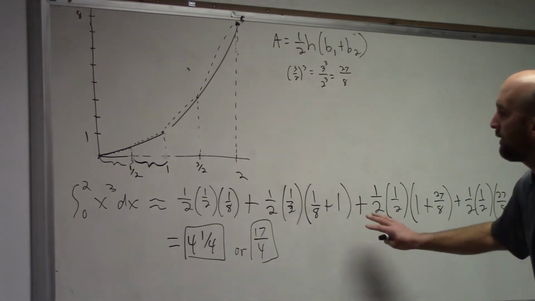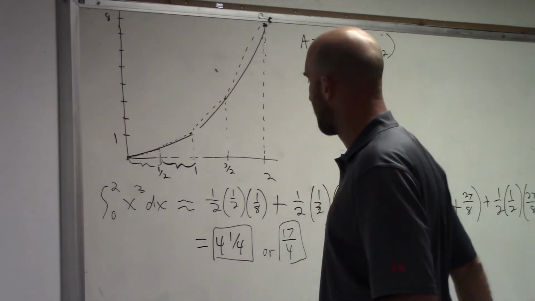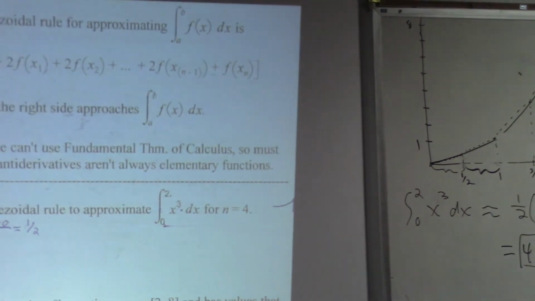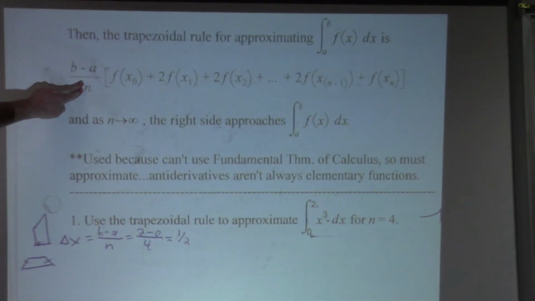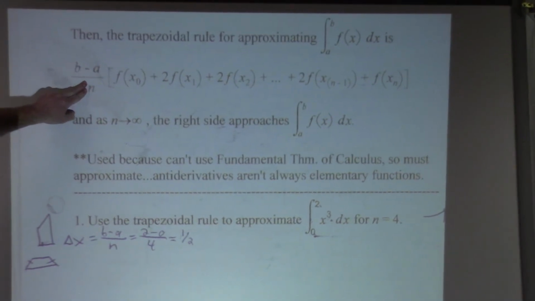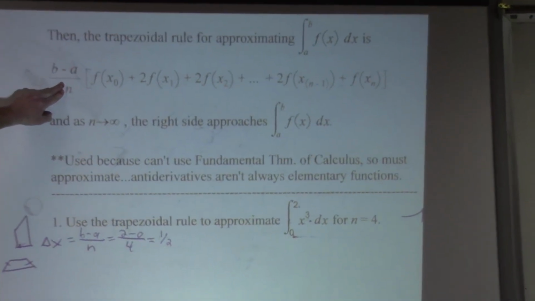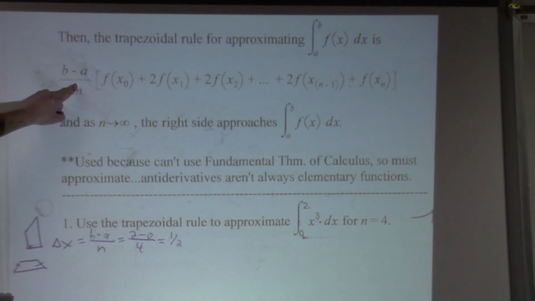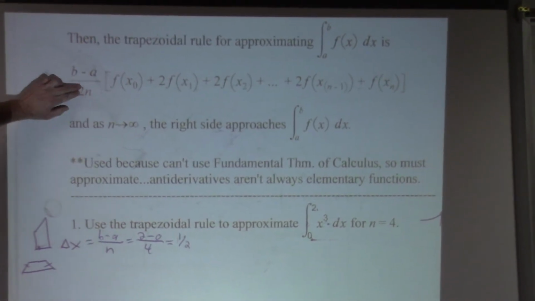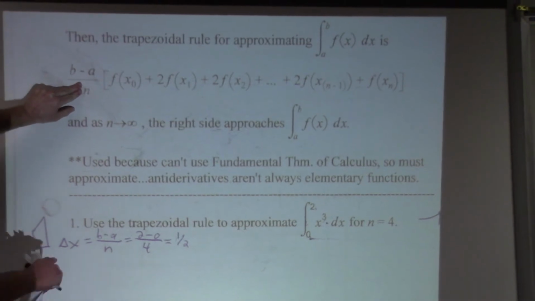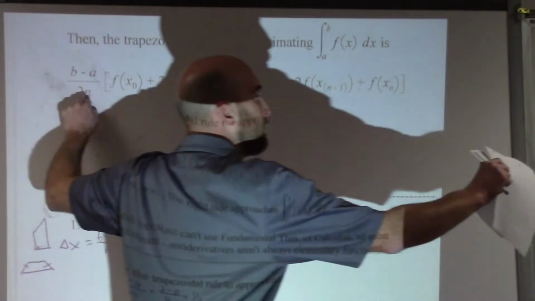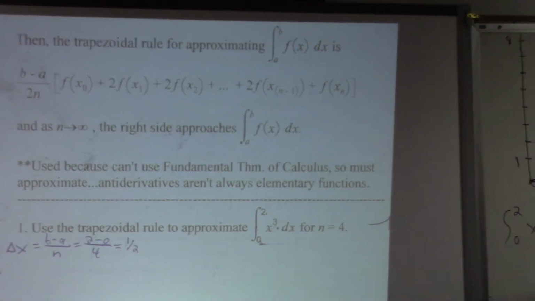All right, now, how does what we did link to this up here? Well, B minus A over N looks familiar to us because B minus A over N is how we find the delta X for our Riemann sums. Now this says B minus A over 2N. Let's think about what that must be. What was B minus A over N for this problem? It was 1/2. And doesn't the trapezoid formula already have a 1/2 in it?